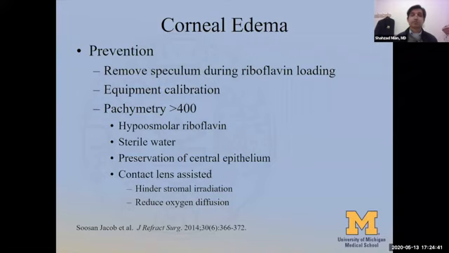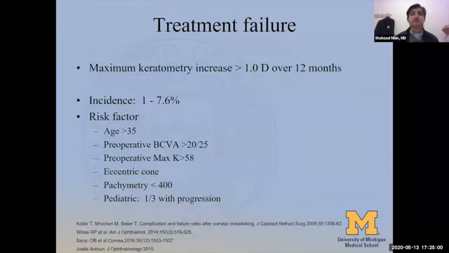Some studies have reported use of contact lenses in the eye or cutting them in a shape to where it allows protection or increasing the thickness of the central cornea while peripheral cornea is treated, but this may also hinder stromal irradiation and reduce oxygen diffusion to allow proper cross-linking to occur.